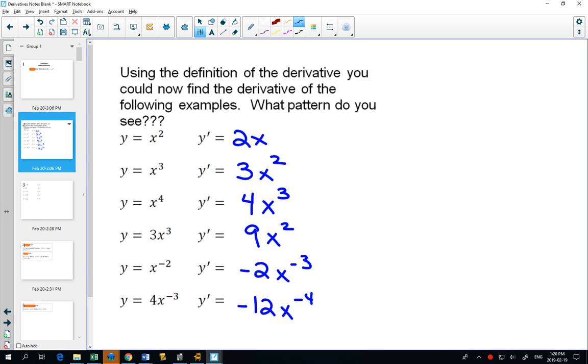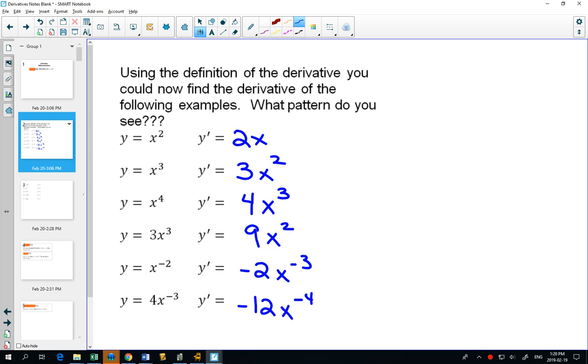How is it, like, what about the exponents? What do you notice about the exponents in all of these ones compared to the exponents that we started with? It's 1 less. Does that work even with the negatives? Yes, because if you subtracted 1 from -2, you would get to -3. Okay? So it appears that the exponent is 1 less.